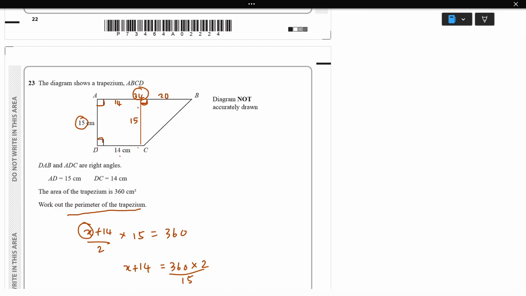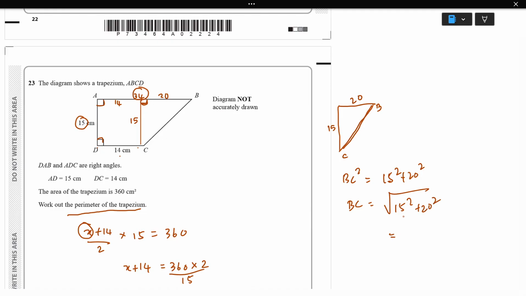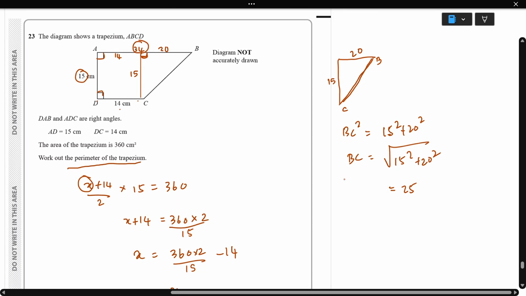Now this is a right angle triangle. So I'll draw a right angle triangle here, where here is 20, here is 15. I need to find this length, and this length is BC. So BC square, I am using Pythagoras, which is 15 square plus 20 square. So BC equal to square root of 15 square plus 20 square, which is equal to 25. So I got this length is 25.